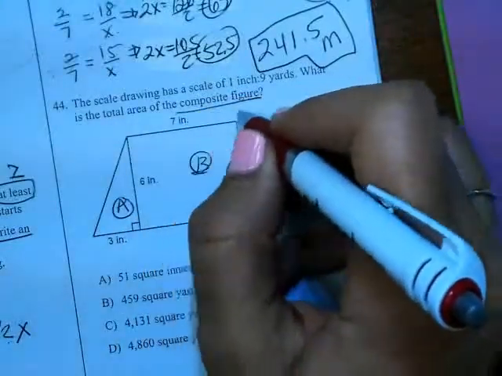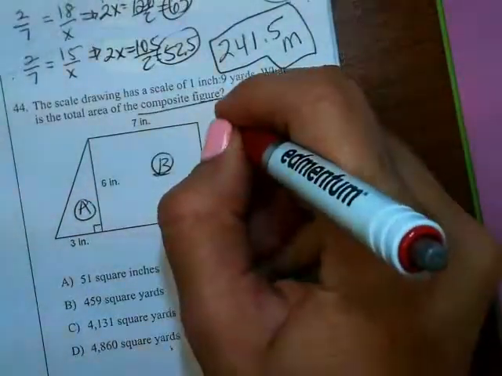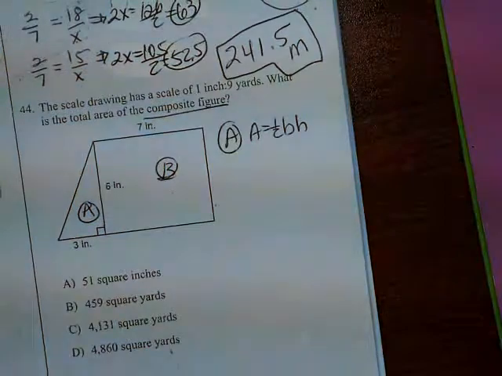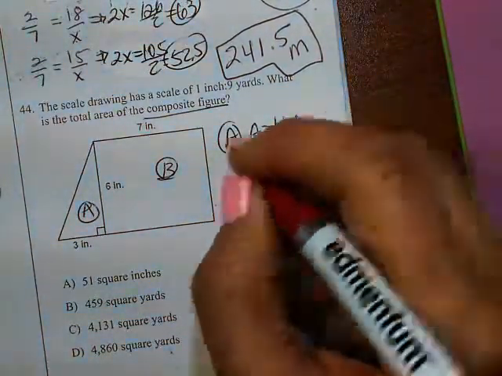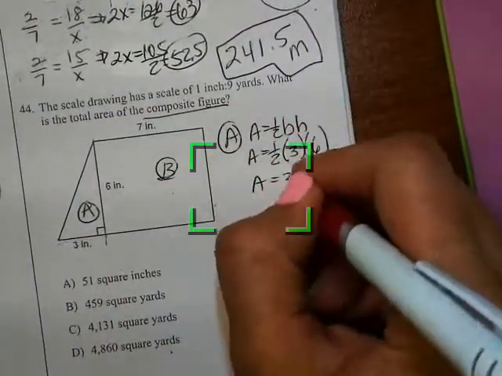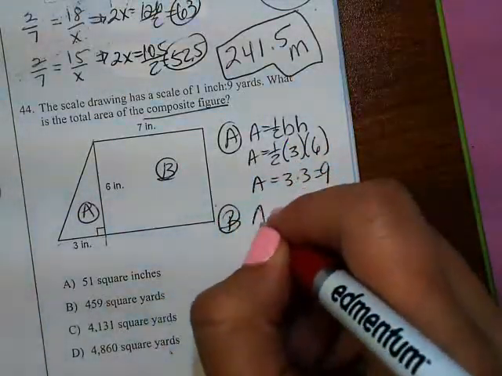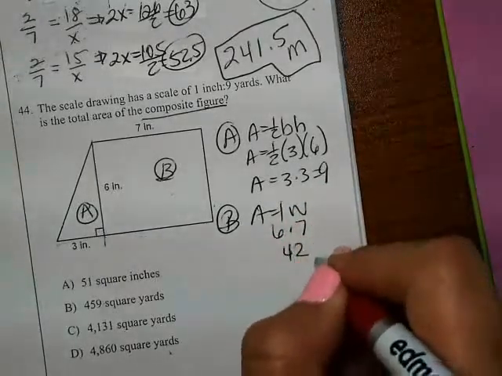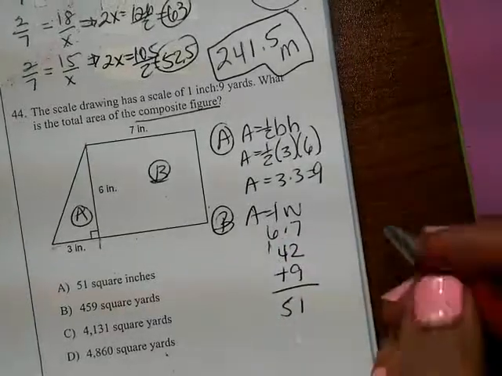Okay, area of composite figures is to find the area. It means you have to find the area of both of the shapes and add them together. For shape A, since it's a triangle, I'm going to use 1/2 base times height. Area equals 1/2 times 3 times 6. Area equals 3 times 3, which is 9. For shape B, area equals length times width, 6 times 7, which is 42. And 42 plus 9 is 51 inches.